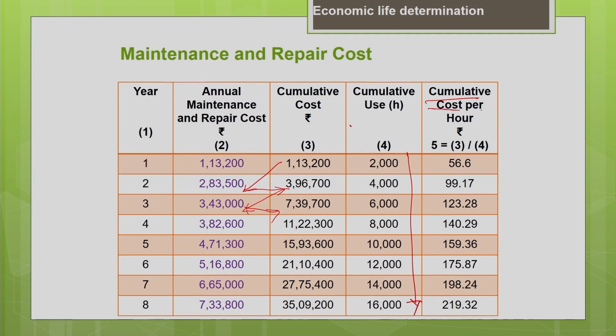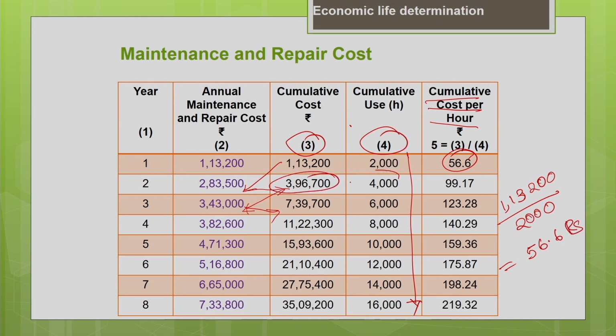Now, similarly, you find the cumulative cost per hour. You are going to divide the third column by the fourth column to get the cumulative cost per hour. It is nothing but 1,13,200 divided by the usage of machine. For the first year is 2000 hours, it gives you 56.6 rupees per hour for the first year. Similarly, for the second year, 3,96,700 divided by 4000 gives you 99.17 rupees per hour for the second year.